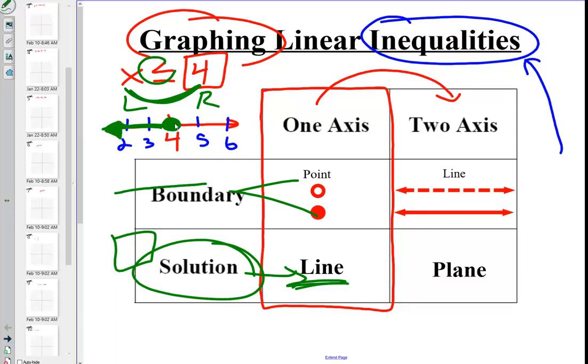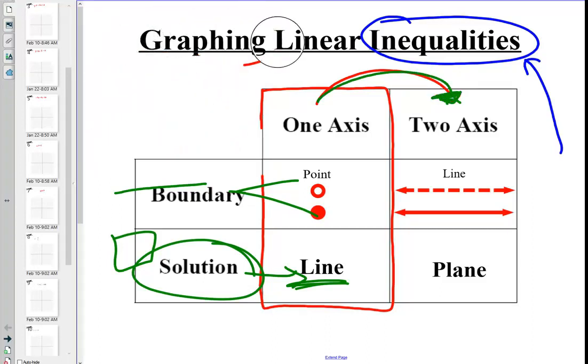Okay. So now what's going to happen is we're going to get these same principles and apply them to two axes. Meaning instead of one variable, there's going to be two variables. Take a while to guess what those two variables are going to be. X and Y, sure.